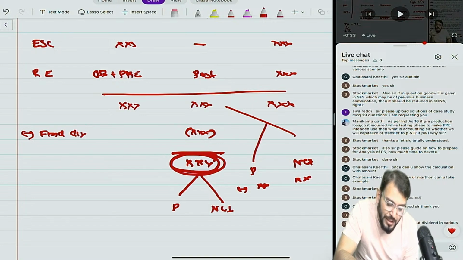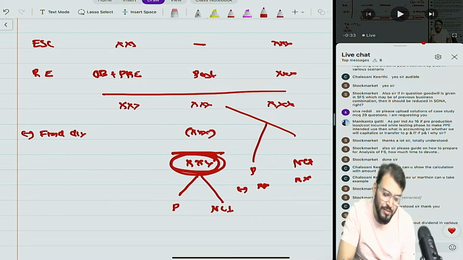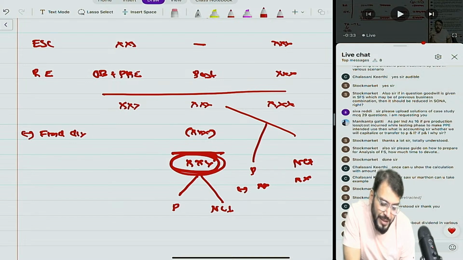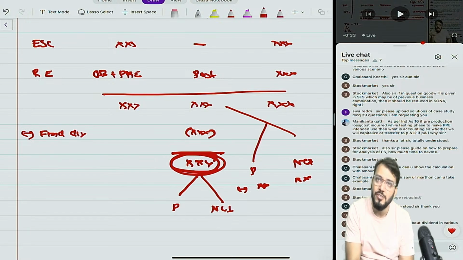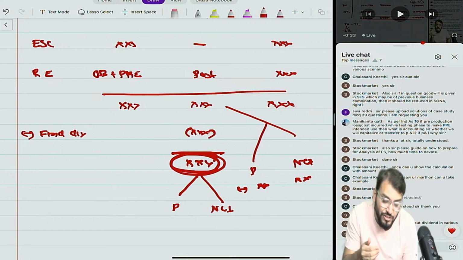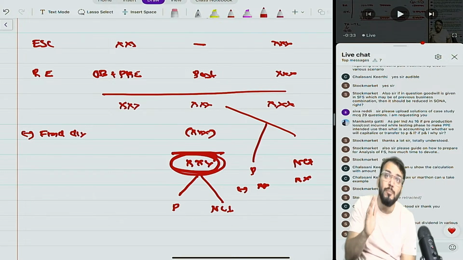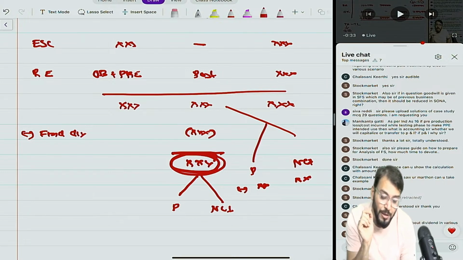Manikanta asks once again: As per Ind AS 16, regarding pre-production loss or cost incurred while testing phase to make the PPE ready for intended use, what is the accounting, sir? Whether we will capitalize or transfer to P&L? As per Ind AS 16, cost incurred while testing phase, testing period costing will be capitalized. Any testing cost? Testing of what? Testing of PPE or testing of production? I think you are not able to understand.